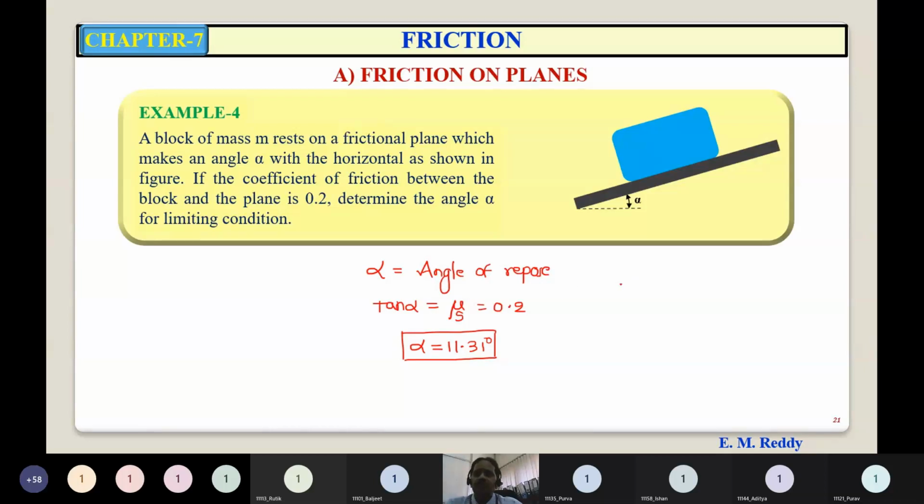Suppose they give the angle of friction. So we can use angle of friction is equal to angle of repose. If they give the angle of friction as theta, then tan of the angle of friction is also the coefficient of static friction. That means angle of repose is equal to angle of friction. So it is 11.31.